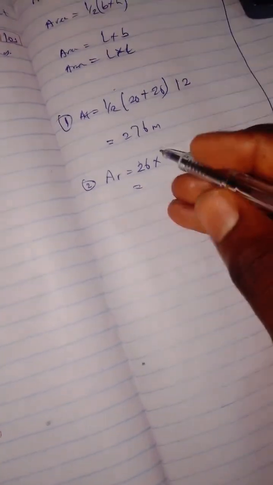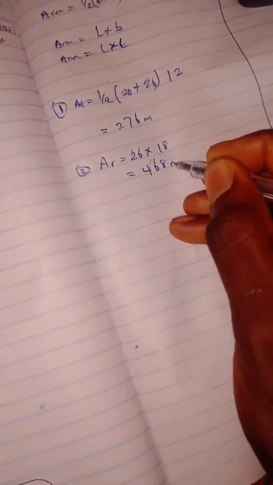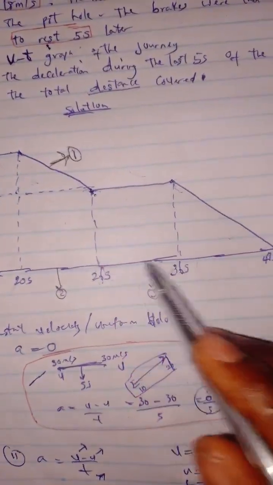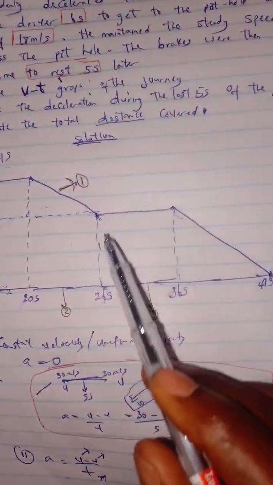That's to give you 468 meter. Then the third part is what? Look at this trapezium again. We are now deviating from this side. We are coming to this side. Now look at this trapezium.